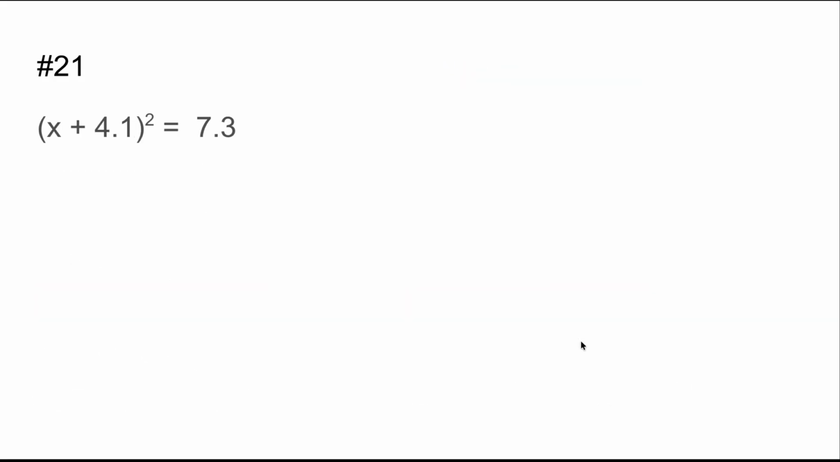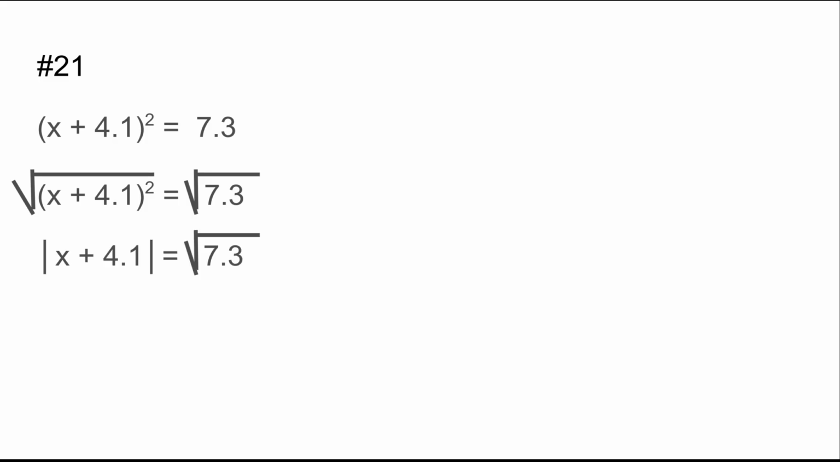21. Now we have decimals, but it doesn't matter. We're just going to solve it the exact same way. Square root of both of these first. Absolute value of x plus 4.1 equals the square root of 7.4. We're going to rewrite this twice, equaling positive and negative square root 7.3.